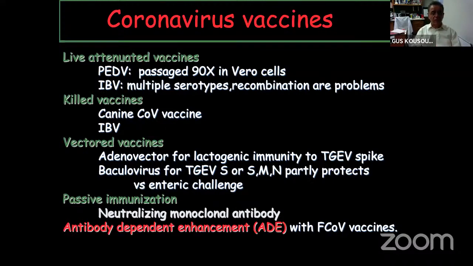And there are vector vaccines, including adenovirus vaccines for lactogenic immunity to transmissible gastroenteritis virus, and baculovirus for the spike protein that has been used for preventing enteric challenges. There's also passive immunization using neutralizing monoclonal antibodies, as has already been used for SARS-CoV-2, and antibody-dependent enhancement seen with feline coronavirus vaccines.